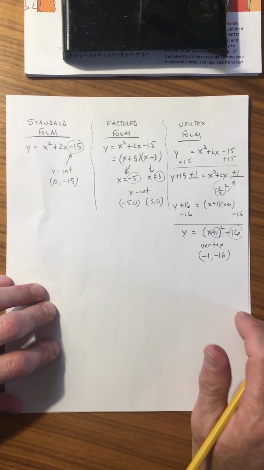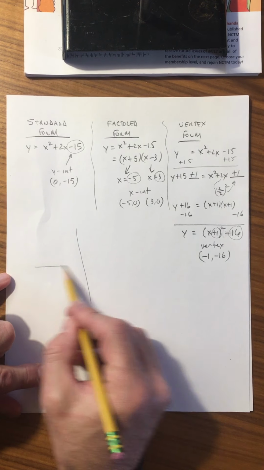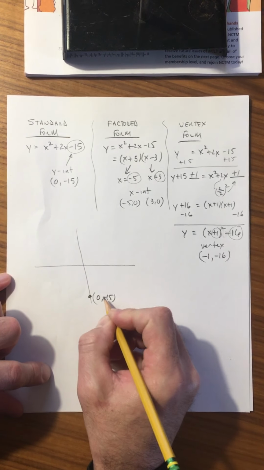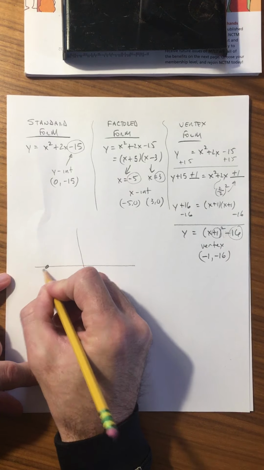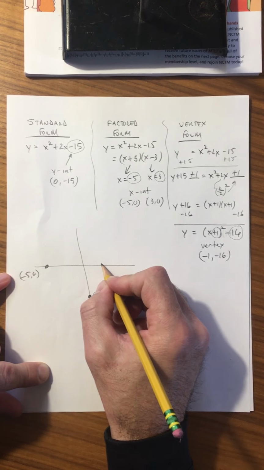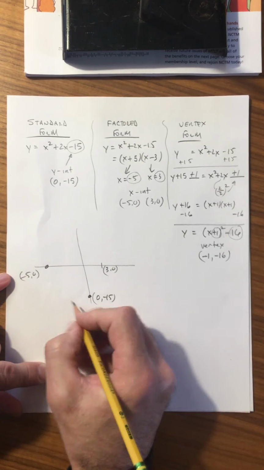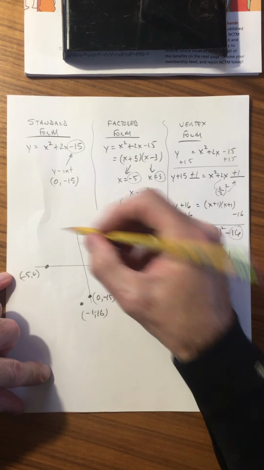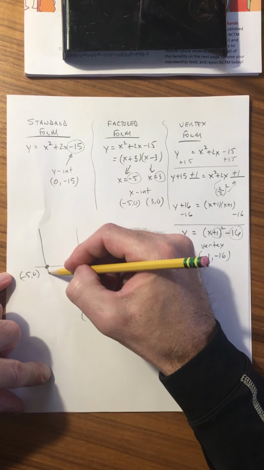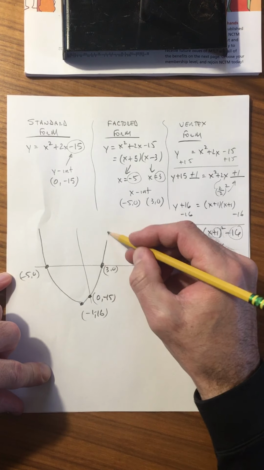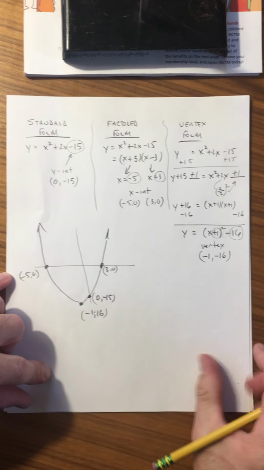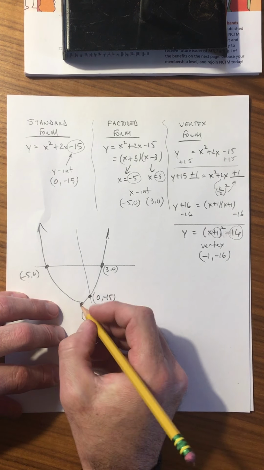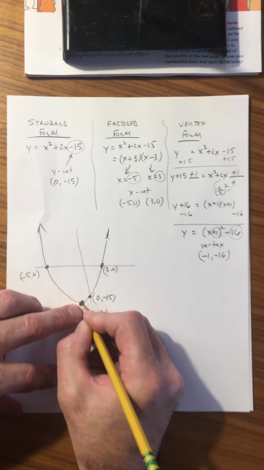So with all that information, we can graph the parabola. So we know 0, negative 15, we know negative 5, 0, and we know 3, 0, and we know negative 1, negative 16, and the parabola looks like that. Okay? Now, one last thing. We haven't really talked about that in class yet, but there's the vertex.